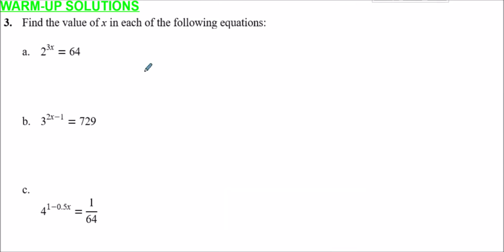Anyway, question 3, solve these. And so if you notice here, 2 to the power of 3x equals 64. 64 itself is a power of 2. So what we can do here is rewrite 64 as a power of 2. It's 2 to the power of 6. And we've also been told it's the same as 2 to the power of 3x. So therefore, from this, what we can deduce is that the powers must be the same. So 6 must equal 3x.